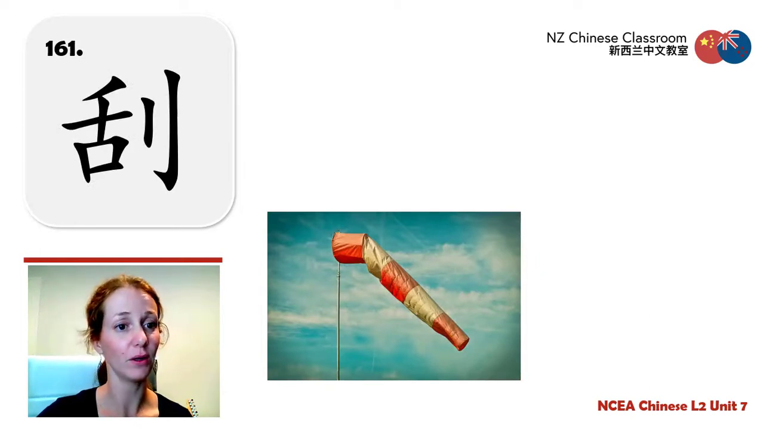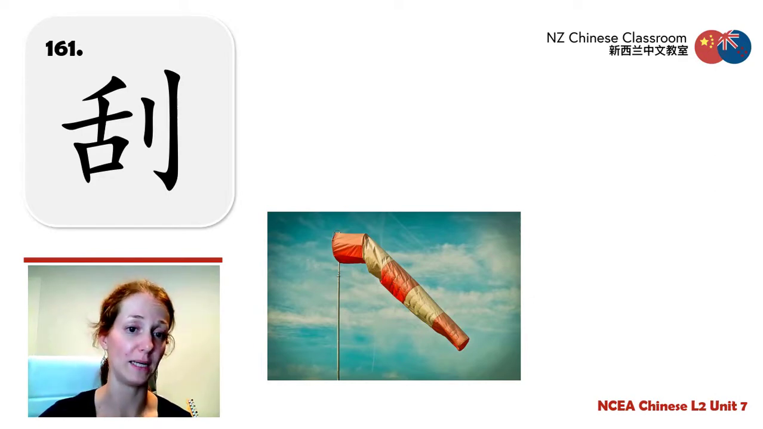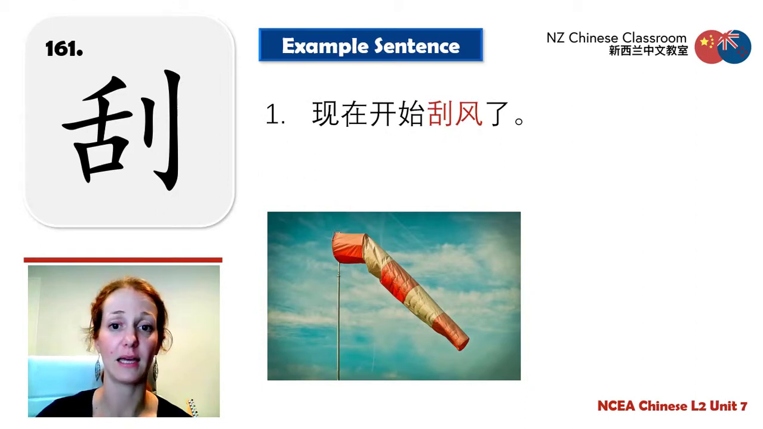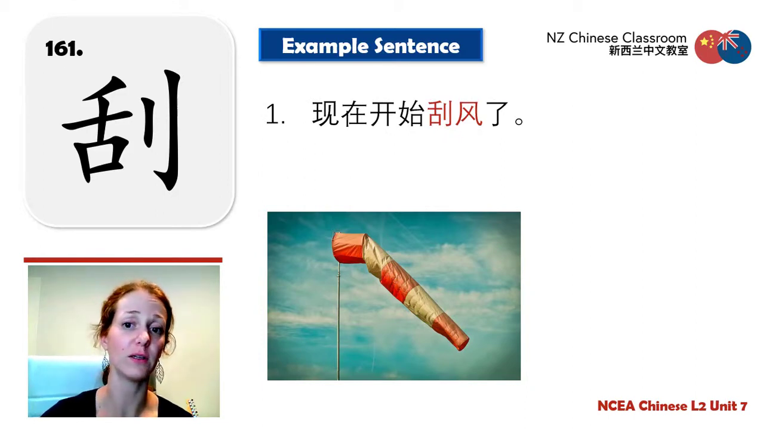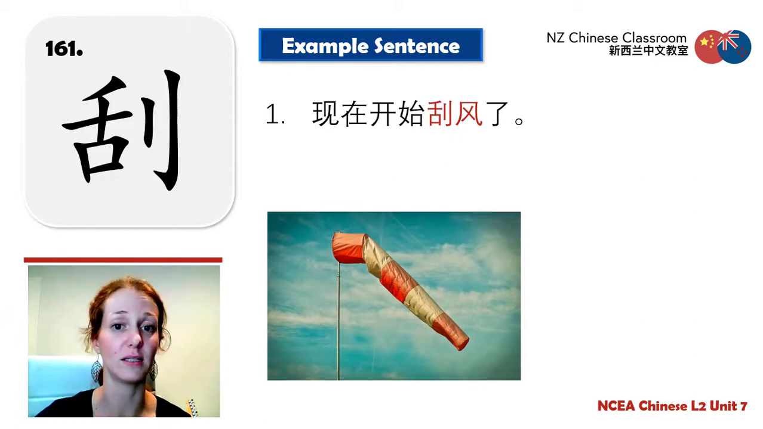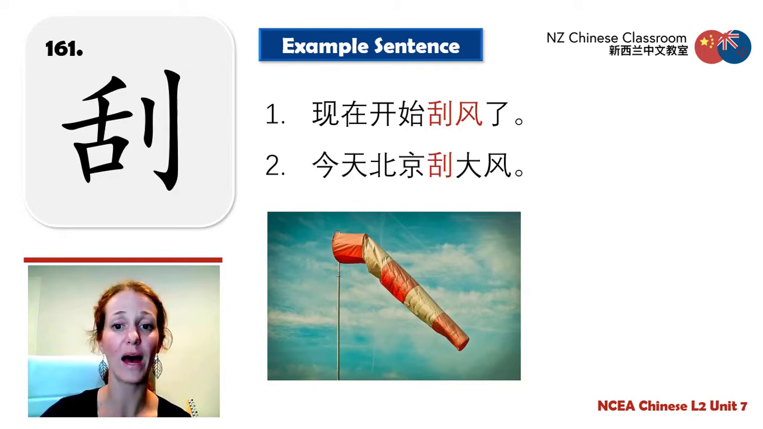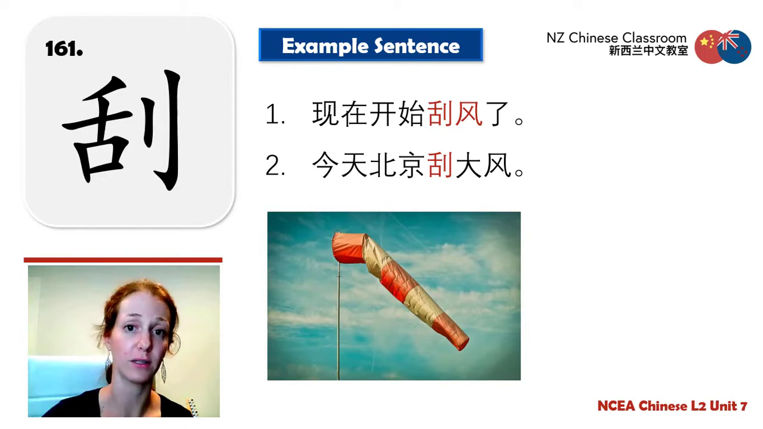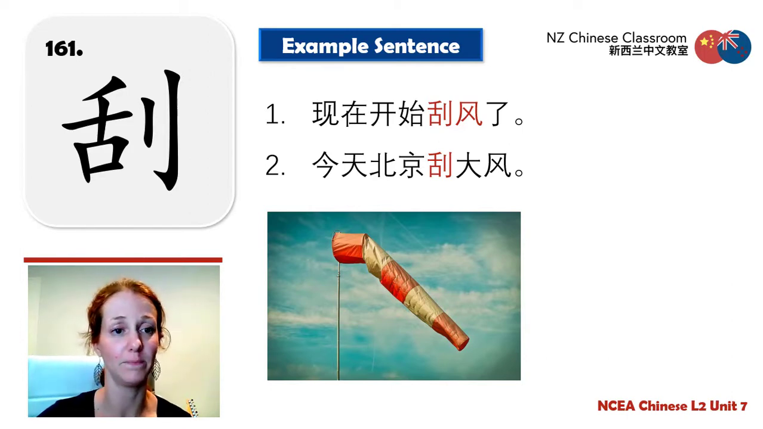刮 means to blow. Okay, so this is the verb used when you say it's windy, to be windy. 现在开始刮风了. So 风 wind, 刮风 to blow wind or to be windy. So right now it has started to be windy. The wind has started to blow. Okay, 第二个，今天北京刮大风. Today, Beijing is really windy. So 大风, a big wind, very windy.